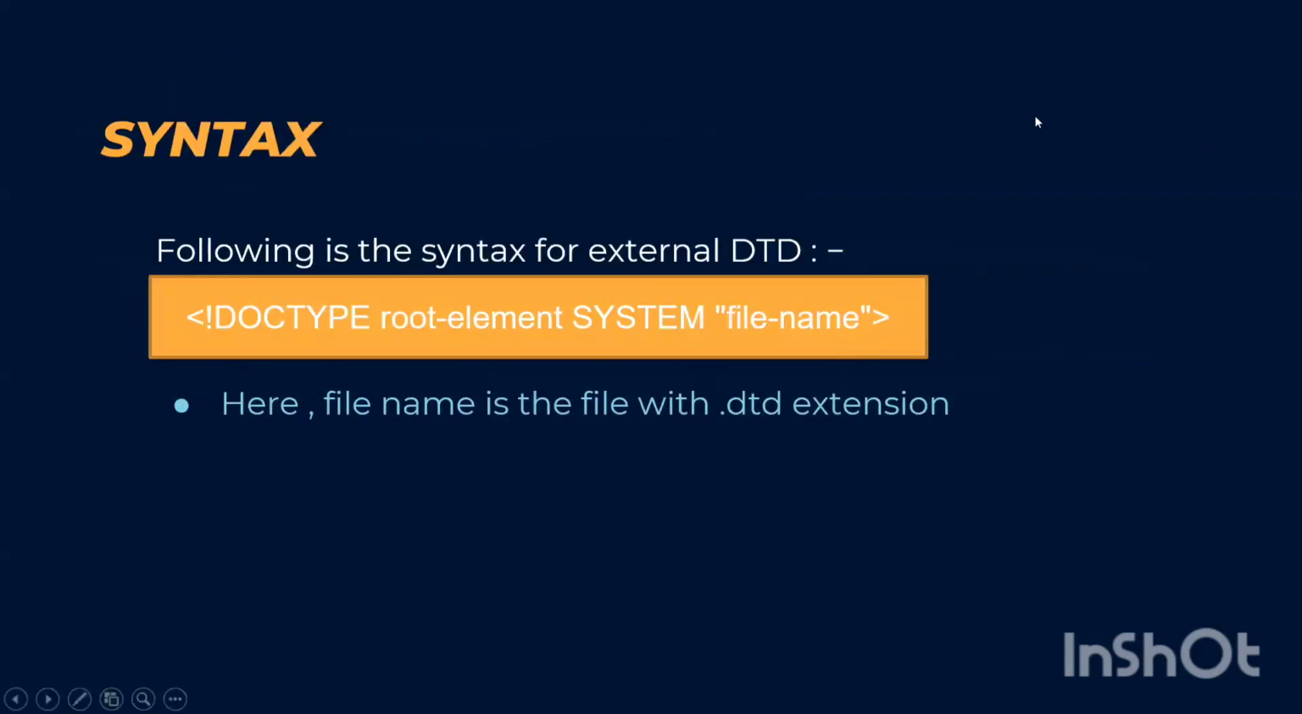So next, this is the syntax for external DTD. Here, DOCTYPE refers to the type of the document, and the root element, also known as the parent element, is to be specified, and SYSTEM is the keyword here, and filename is the file which is saved with a .dtd extension. And any XML document will have only one root element. So next, we will go for the example.